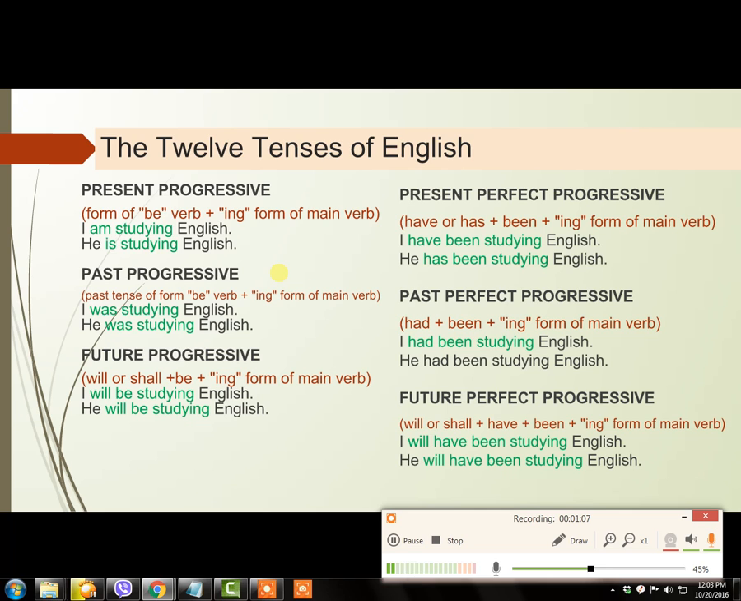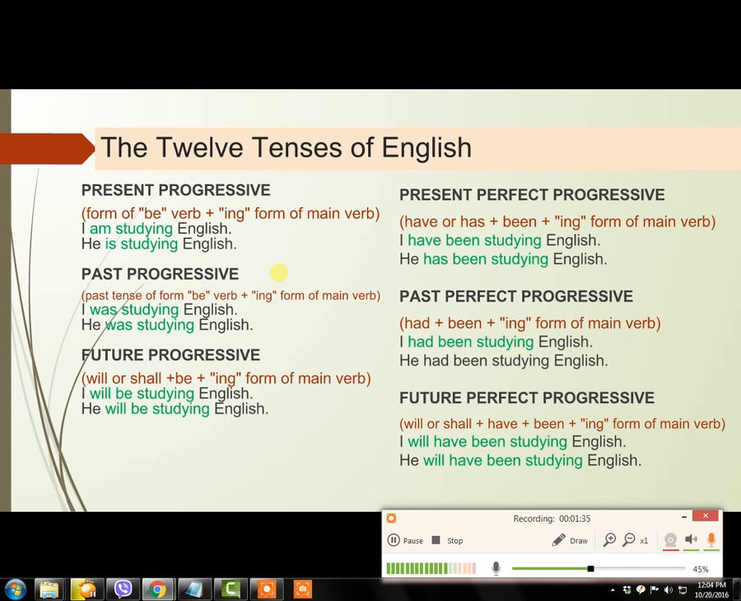Okay, for the past progressive, we have the past tense form of the be verb. So, was, were, and the ing form of the verb, studying, or any ing form of other verbs. For future progressive, we have will or shall plus the be and ing. So, future progressive: will be studying.